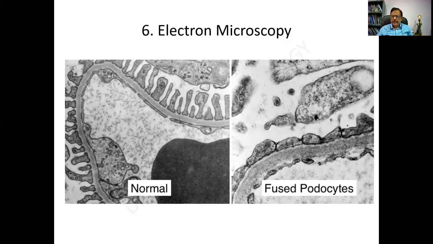Whereas this is a case of this one. So there is an epithelium, and I am not finding any of the foot processes in it. And this is the basement membrane, and this is the endothelium over here. So the fusion of the foot processes shows flattening.